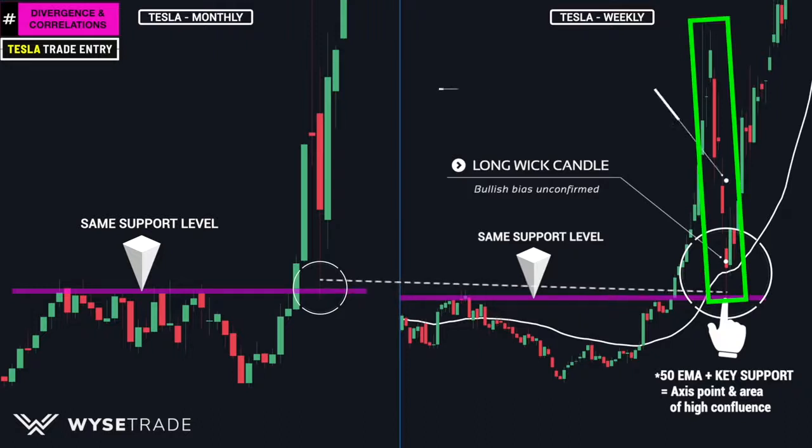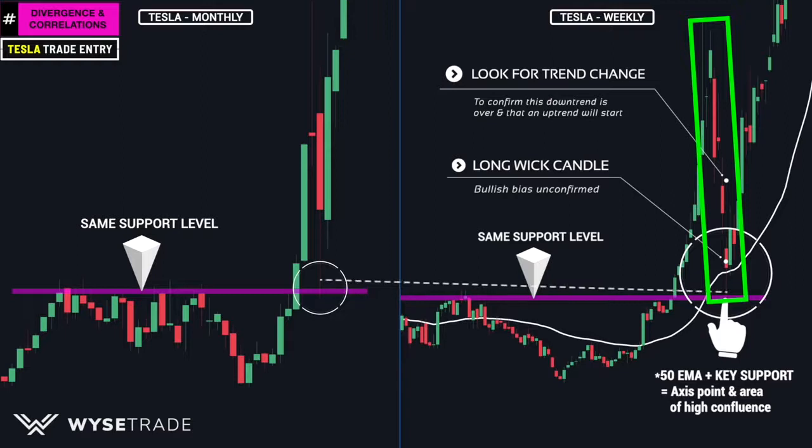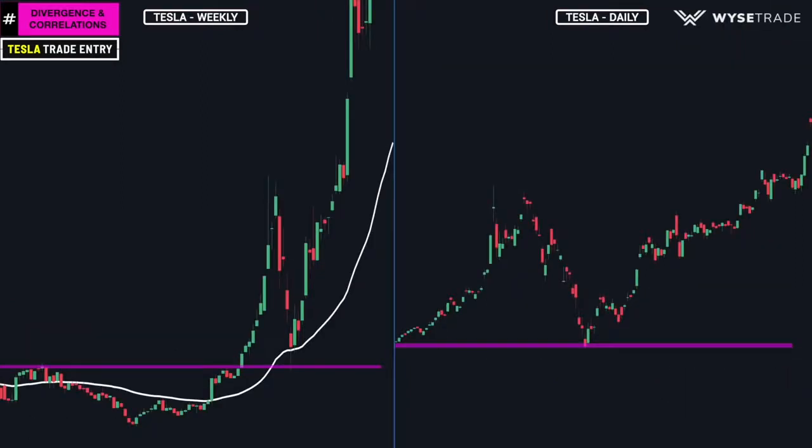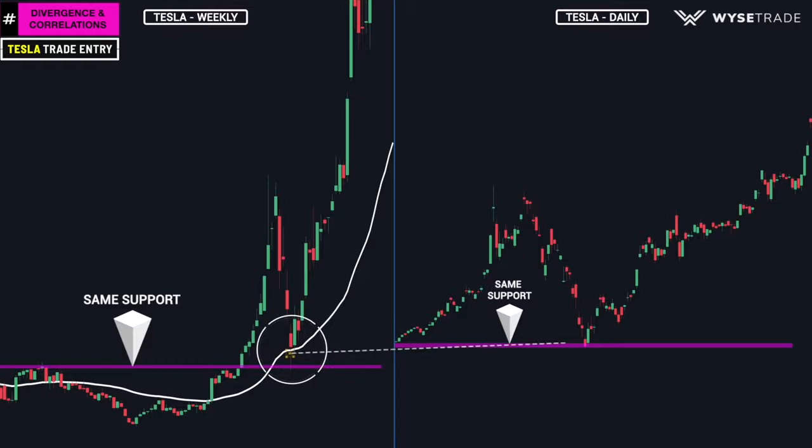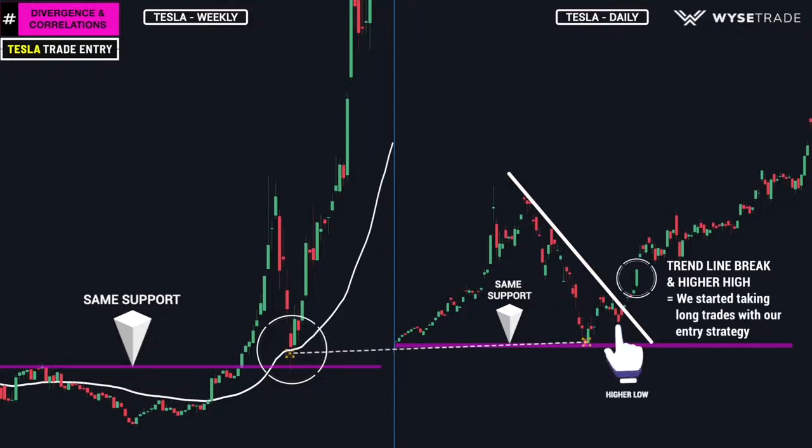So we then needed to look inside of this trend here for a trend change on the daily. So let's bring up the daily. On the left is the weekly we just looked at, and on the right is the daily. Same key level, same pullback. And this area here is this same area here. Trendline placed onto the immediate trend. And once it broke and made a higher high and the previous higher low, the trend change was confirmed. It was at this point that we went to the intraday timeframes and took long entries using our entry strategy.